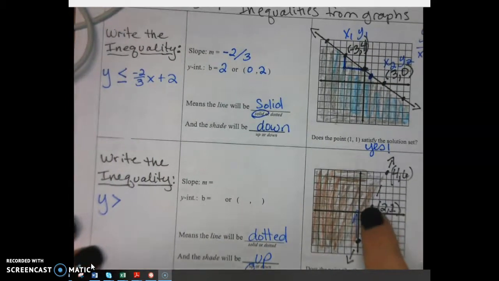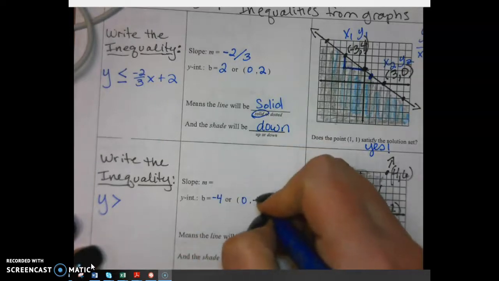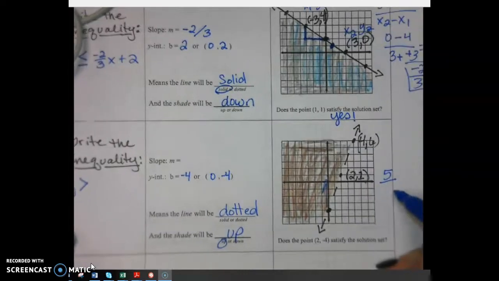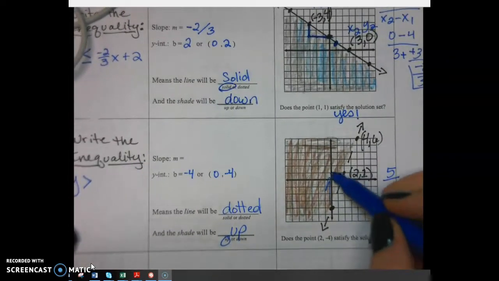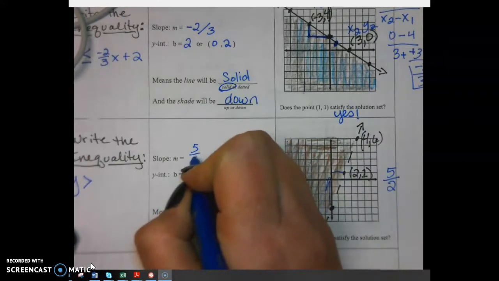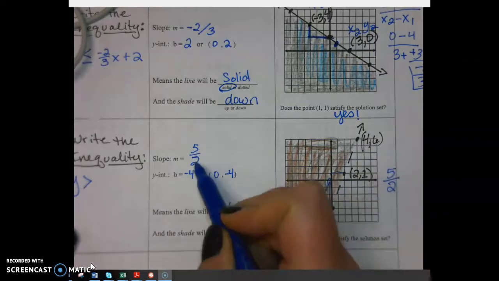Let's see, my y-intercept is negative 1, 2, 3, 4. Negative 4, or 0, negative 4. My slope is going from that intercept to, let's see, up 1, 2, 3, 4, 5. So I went up 5. And then I went over 2. Well, that was easy. And notice I'm going up the mountain, so it's positive.